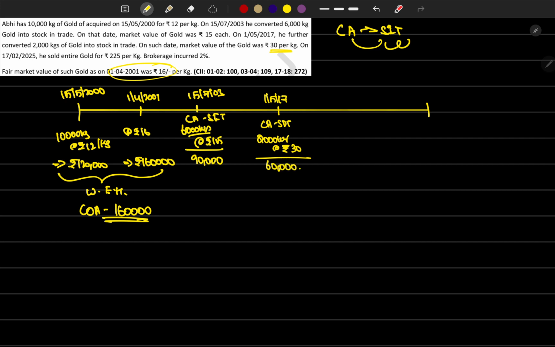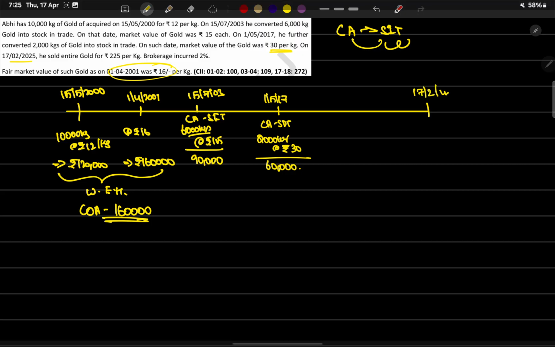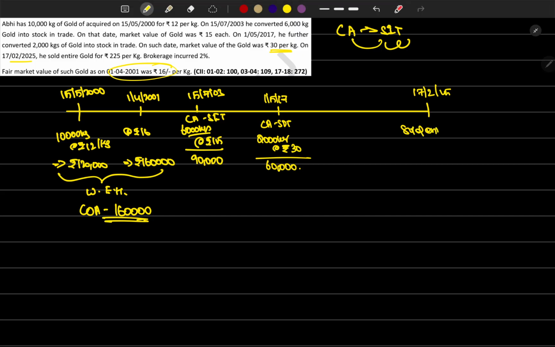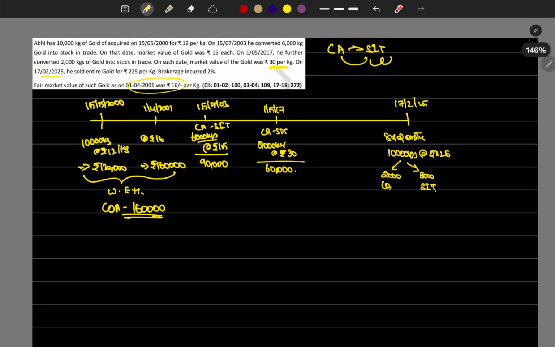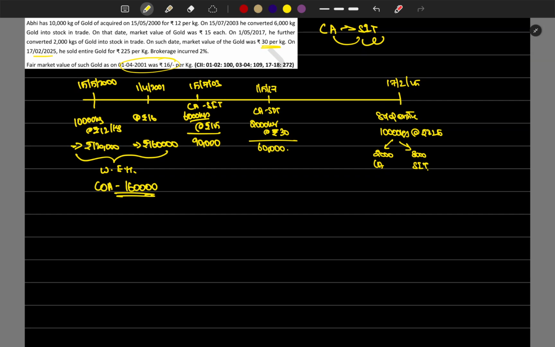Then what we have? We have on 1/1/2025 sold the entire gold, all 10,000 kgs of gold, at rupees 2025. 2,000 is kept as capital asset, and 8,000 sold as stock in trade. So guys, we have got all the values, and now we have prepared the timeline, and the timeline is fixed well.